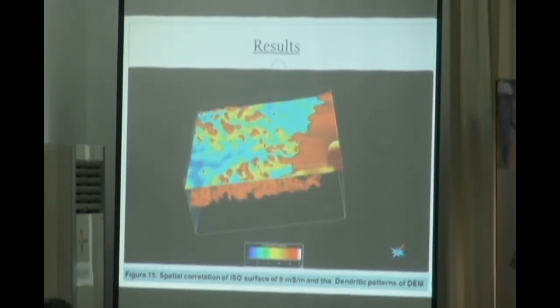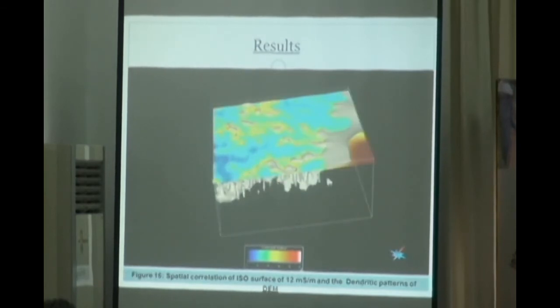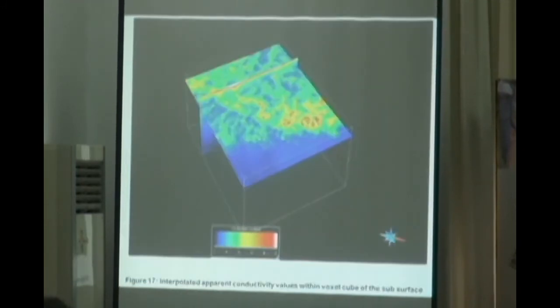This here is 9 microsiemens per meter, and its correlation with a DEM data set. And we note that wherever you see the isosurface spiking upwards in the model, it correlates nicely to the surface expression of the DEM. And therefore, there's a correlation that has been established between the DEM and what is happening with the conductivity at depth. And so we looked at 1 microsiemen increment at a time: 9, 10, 11, 12, and we examined.